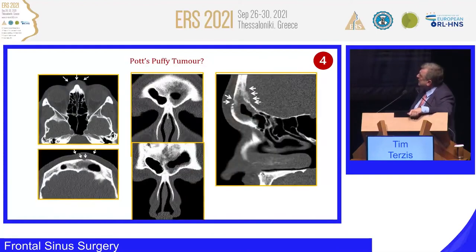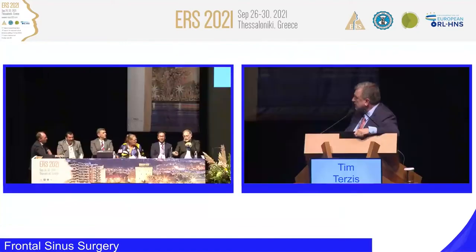CT scan, this one, and we can see this erosion of the anterior wall of the frontal sinus, some sort of involvement or maybe erosion on the posterior bed, and some swelling in the soft tissues. Phillipe, you want to comment at this stage?